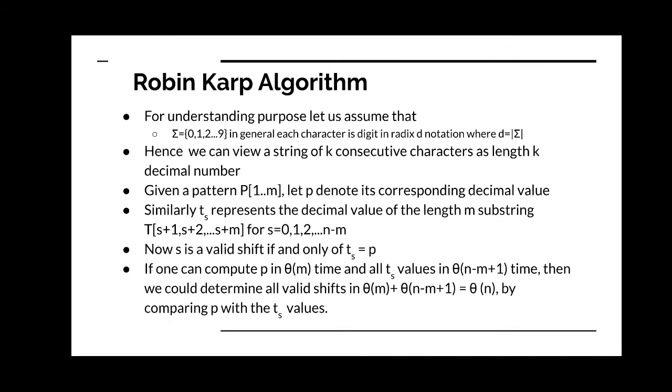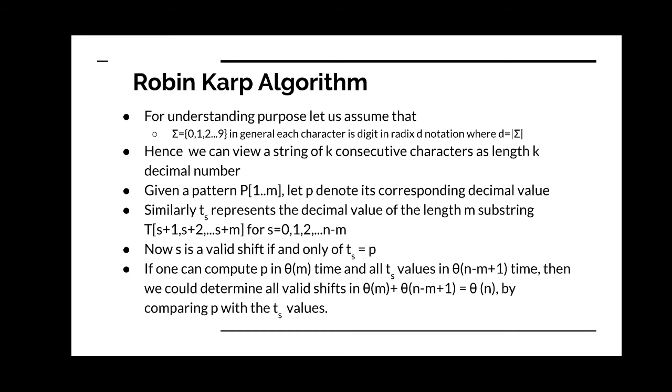So for understanding this algorithm, we'll assume it can work for others also. We'll assume that the alphabet is made up of 0 to 9, that is all the numerals from 0 to 9, and each character is a digit in radix d notation, where d is the absolute value of sigma, which is nothing but 10. Hence we can view a string of k consecutive characters as a length k decimal number. Given a pattern P[1..m], let p denote its corresponding decimal value. Similarly, ts represents the decimal value of the length m substring T[s+1..s+m] for s equal to 0 to n minus m.